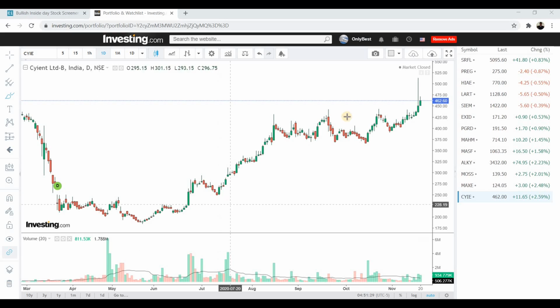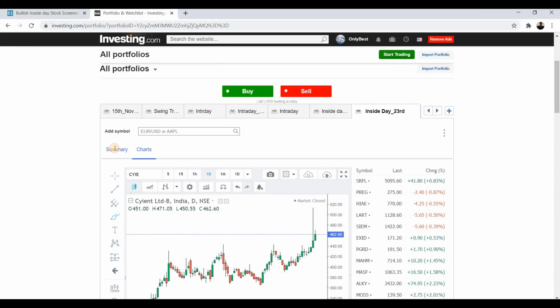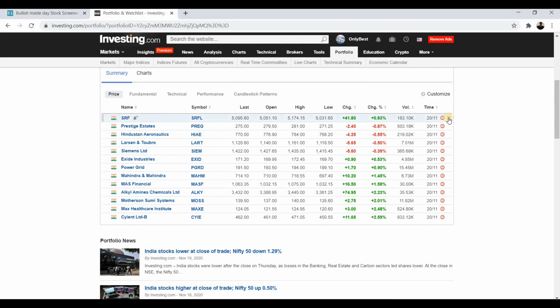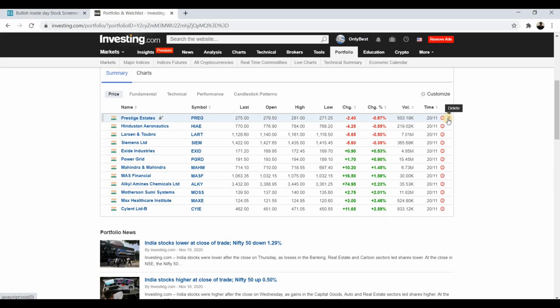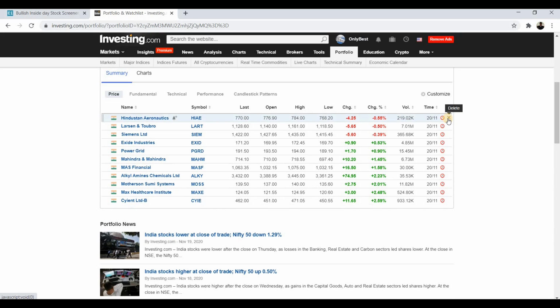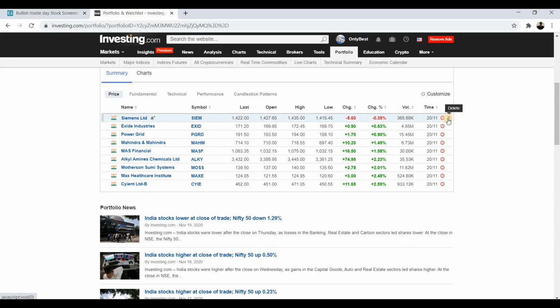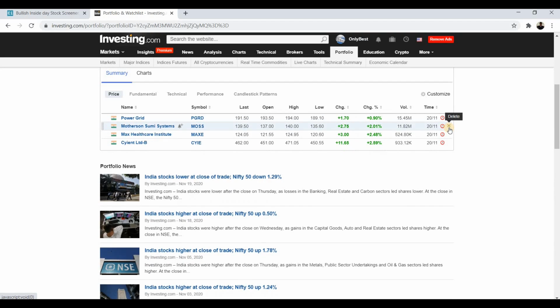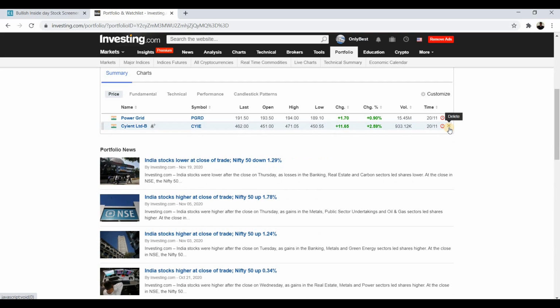To remove stocks from the watch list, click on this full screen icon and go to summary. Here you will see the list of all the stocks. So we are going to remove stocks which did not fit our inside day price pattern. I have laid out all the rules. So this does not fit. Again Larsen Turbo, Siemens, Excite, only Power Grid fits into our scheme of things. I'm removing all those. So we only have two stocks that we are going to trade for the next day's session.